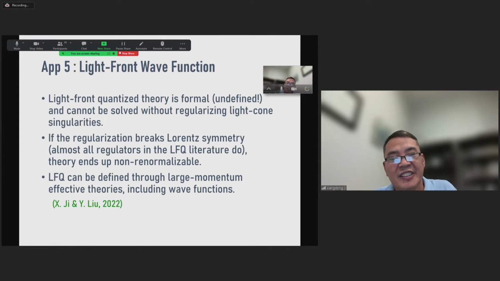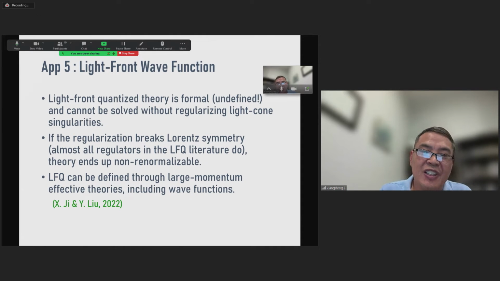Okay, so finally, light front wave functions. I mentioned that the holy grail of light front quantization is the light front wave functions of hadrons. It would be nice to get all these wave functions so you can calculate everything. But as I said, directly solving for the light front wave function from QCD is extremely difficult. However, it can be obtained from large momentum effective theory through matching and calculations on the lattice.